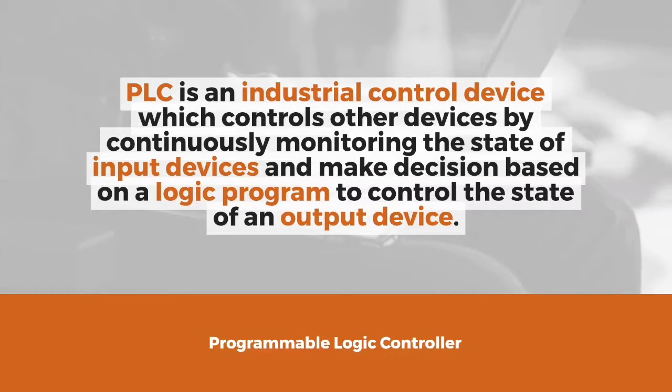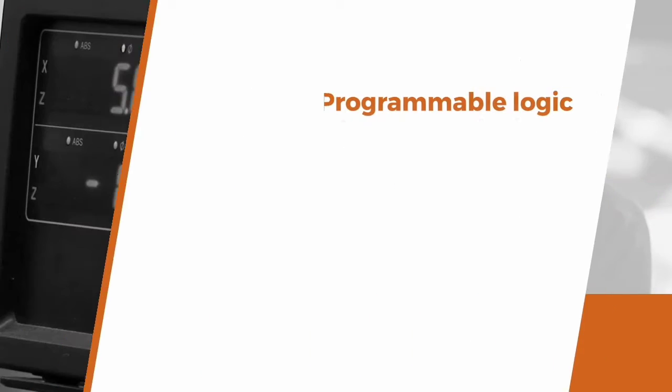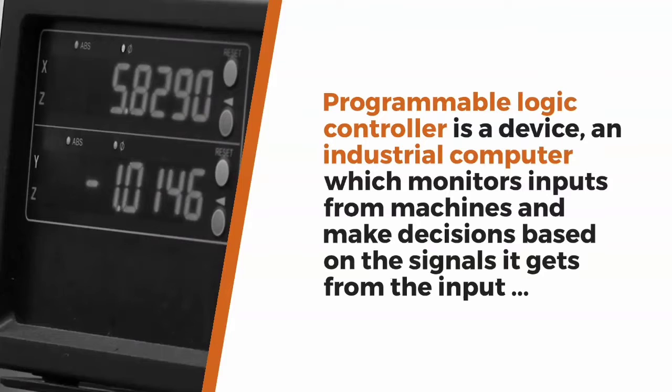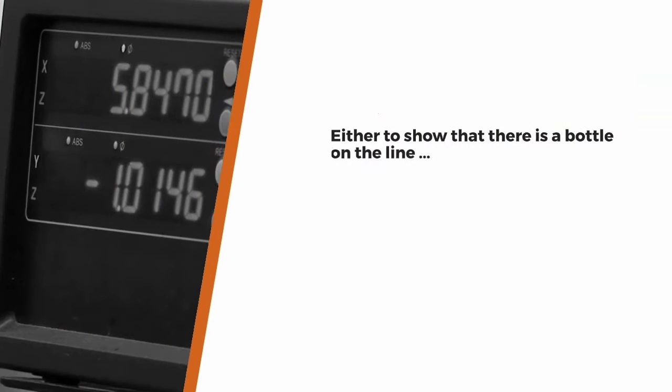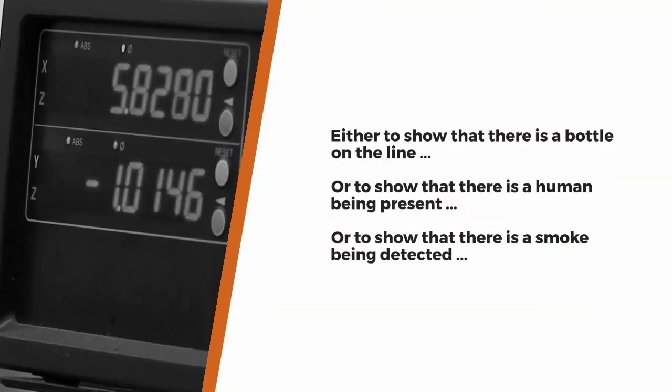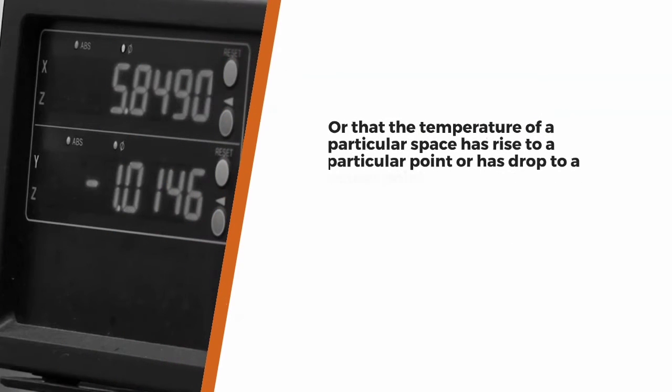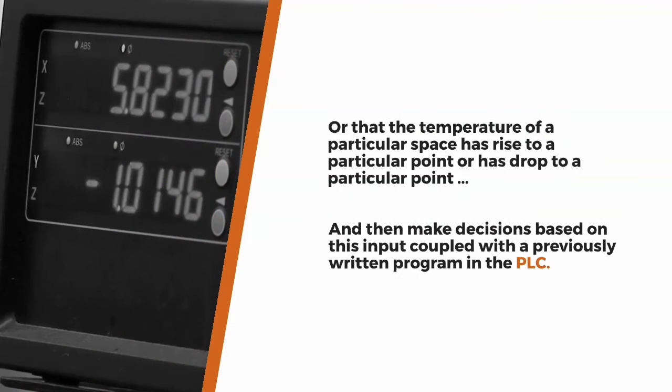the state of the input devices and makes decisions based on a logic program to control the state of the output device. Programmable Logic Controller is a device, an industrial computer which monitors inputs from machines and makes decisions based on the signal it gets from the input, either to show that there is a bottle on the line, or to show that there is a human being present, or to show that smoke is being detected, or to show that the temperature of a particular space has risen to a particular point or has dropped to a particular point, and then makes a decision based on this input coupled with a previously written program in the PLC.